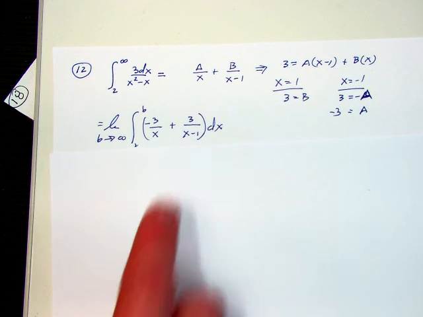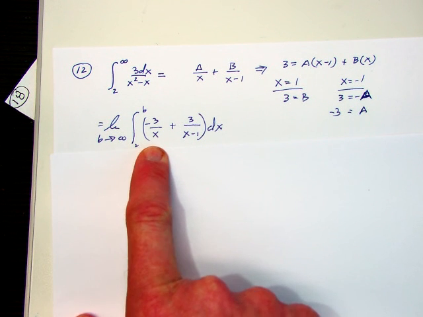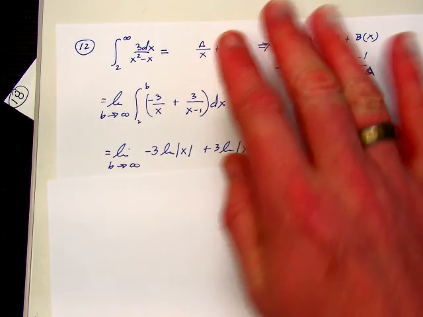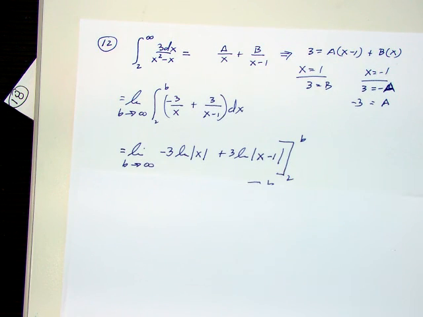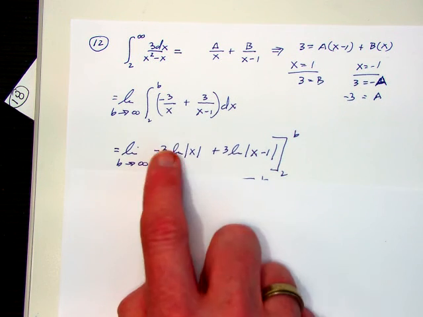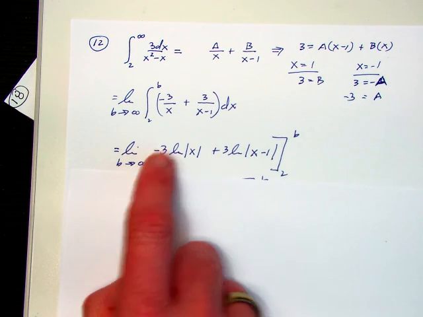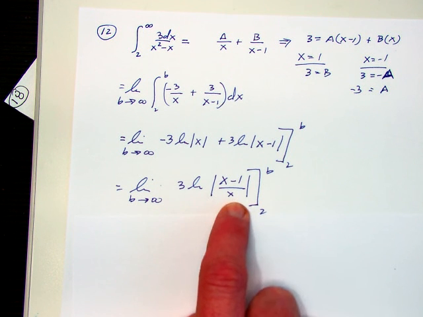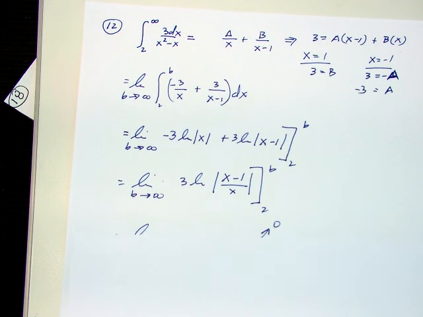As b goes to infinity, so that works out, both these are natural logs, so this is negative 3 ln of x, absolute value. This is 3 natural log of the absolute value of x minus 1, and we're going to look at it from 2 to b. Okay? But I want you to note that these both have the same coefficient, so using our rule of logs, we're going to get 3 ln of x minus 1 over x. You really need to combine these together. Okay? Now we're going to substitute in b and 2.